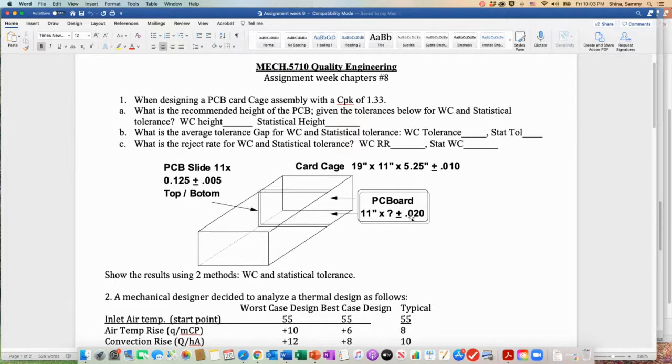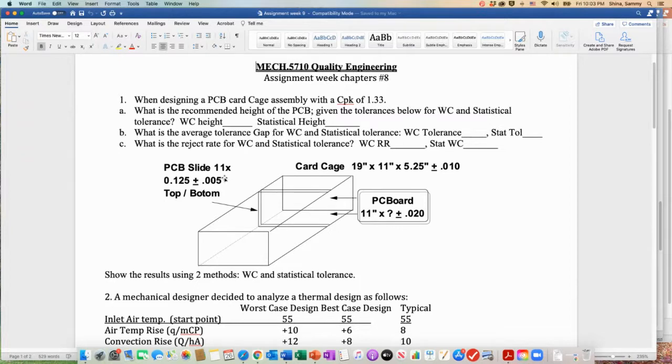The question becomes, as the PC board comes in, we want it to come in plus or minus 20,000 because that's the normal industry standard for routed PC boards. What should the nominal PC board be? That's the question. And I want you to do that in both worst case analysis and in terms of tolerance analysis. Okay?